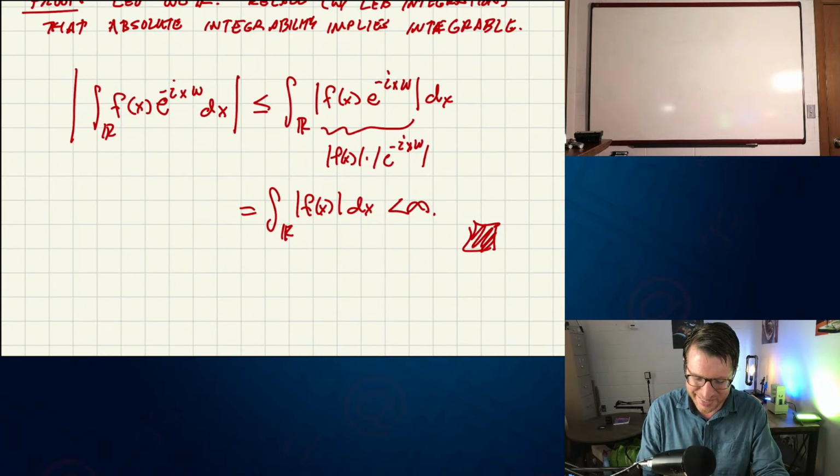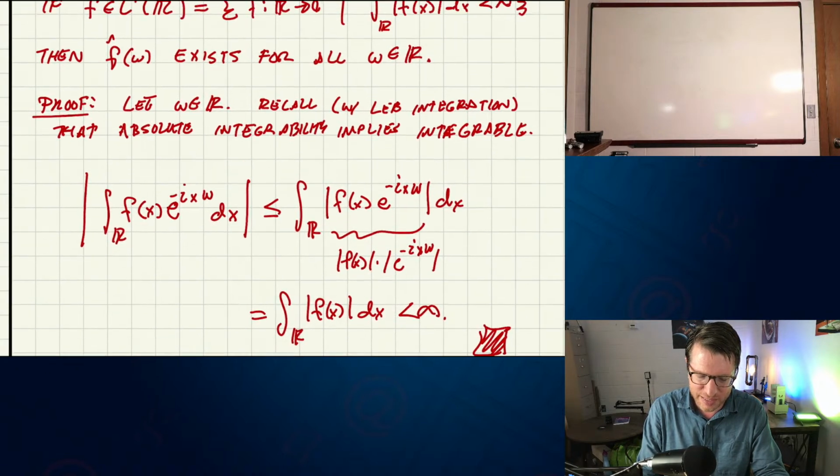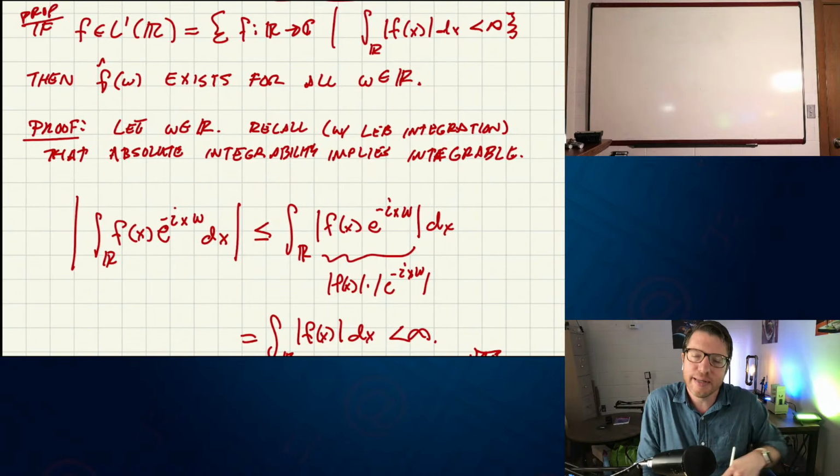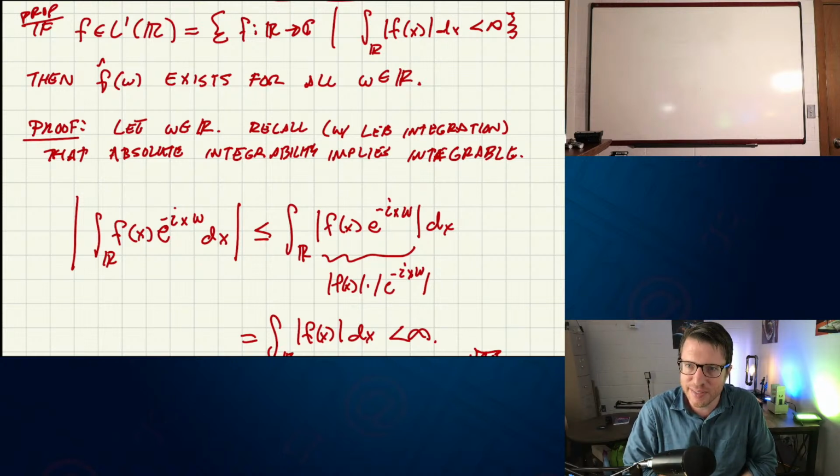So at the very least, what we know now is that, and I'll just call this a proposition, if we have a function f that is in L1, then it is going to have a Fourier transform for every frequency, which is what we call w. So now we have a class of functions where we know this exists, and we'd like to work with that class of functions.